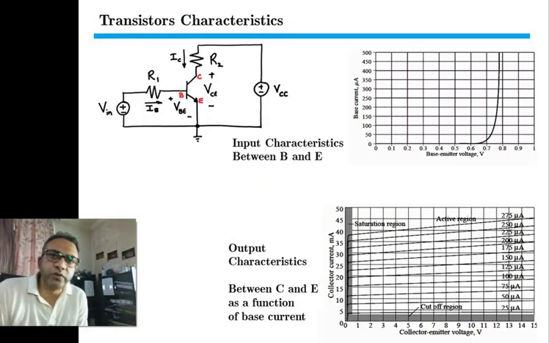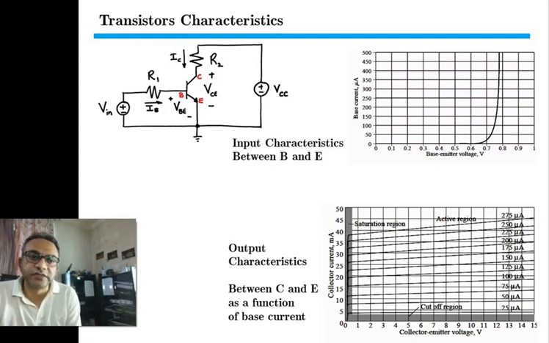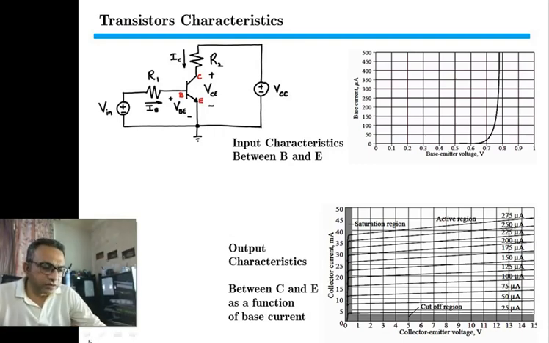So now we come to a very important slide, which is the transistor characteristics. In this slide, we want to understand the characteristics of a transistor. Every BJT transistor has two types of characteristics. One is the input characteristic, and second is the output characteristic.